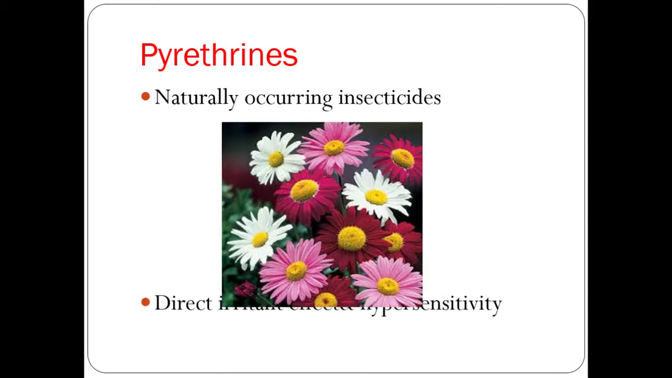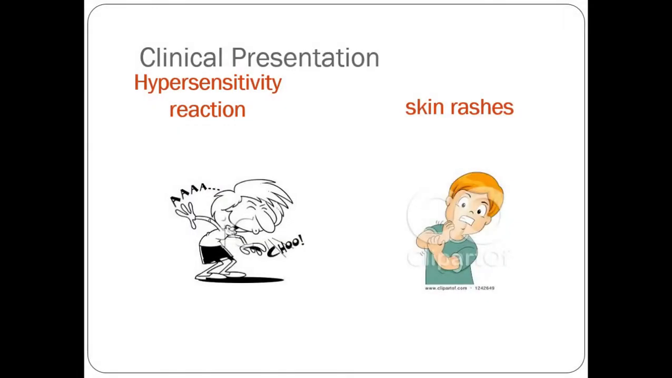They have a direct irritant effect and hypersensitivity. The main problem is the irritant effect and the hypersensitivity. So the presentation of exposure to pyrethrin may be in the form of a hypersensitivity reaction, may be a skin rash, may be bronchial asthma, or any form of hypersensitivity reaction.